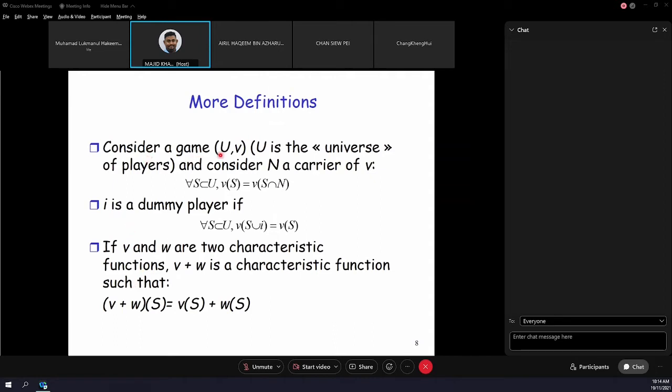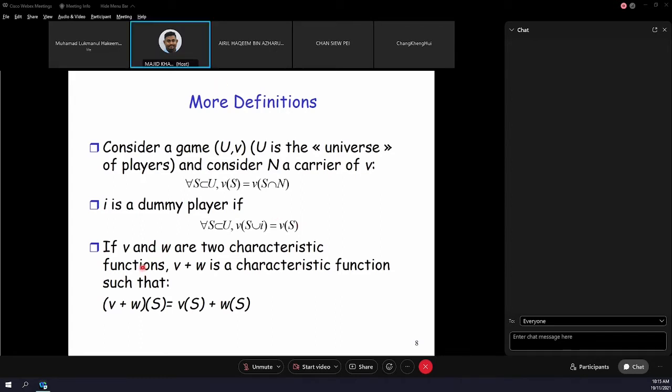Consider a game UV. U is the universe of players, and consider N a carrier of V. It means that U is the universe, and under U, a subset of U, we can have N. Where for every S, subset of the universe, the value of S is considered as S intersect with N. And a player I will be called a dummy player if they do not contribute to that value, as I explained previously.